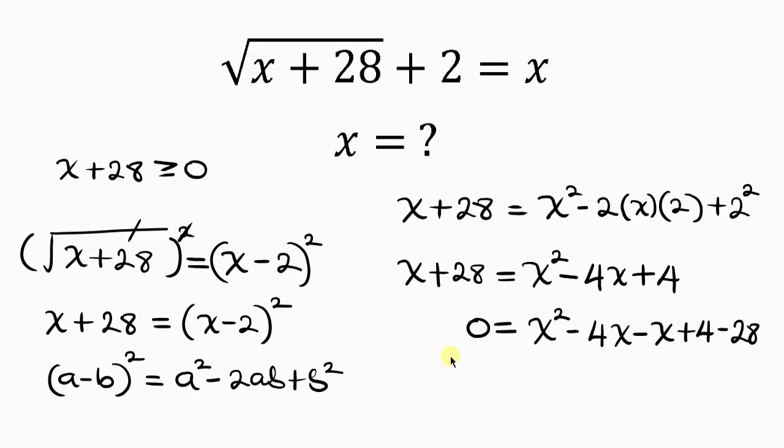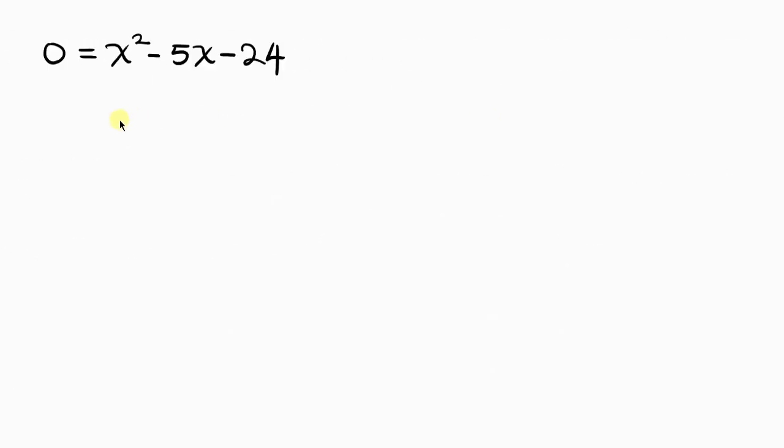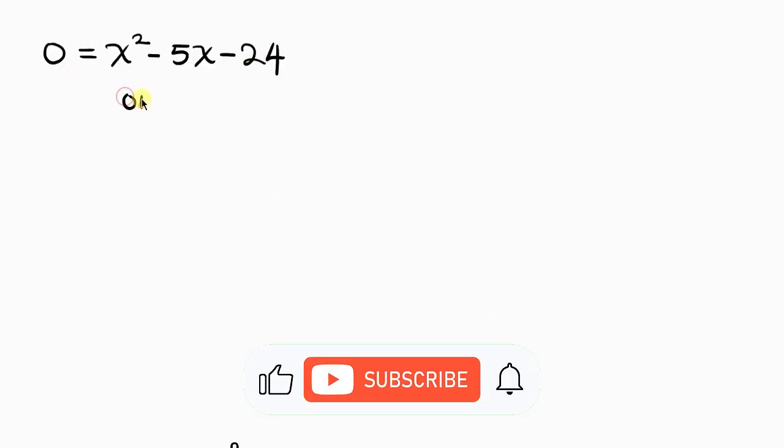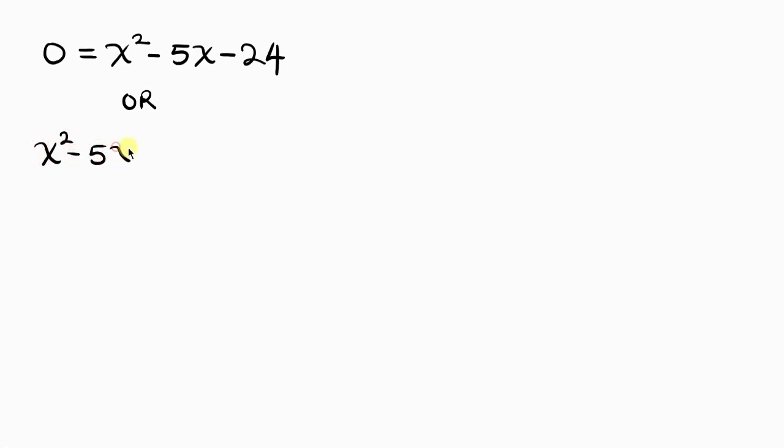Very good. Simplifying further, we have 0 equal to x squared, then negative 4x minus x gives negative 5x, and 4 minus 28 is negative 24. This expression is the same as writing x squared minus 5x minus 24 equal to 0. So it's actually the same thing.